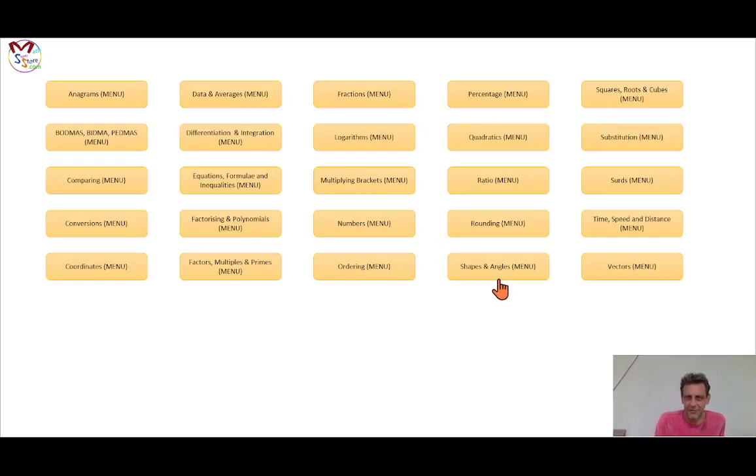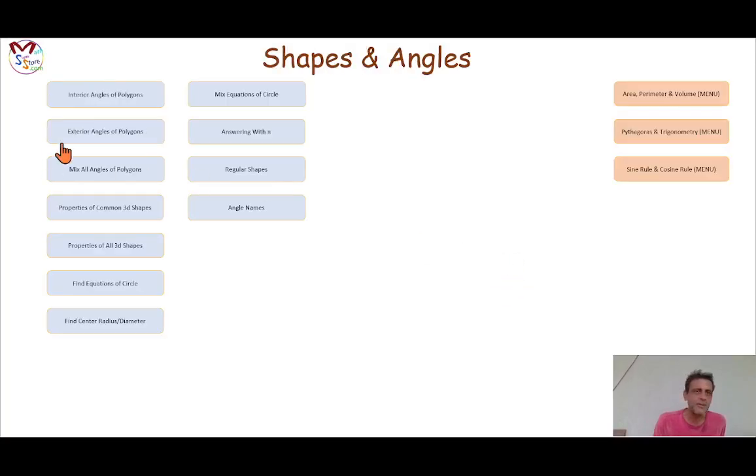And then we'll go back to that rounding, shapes and angles menu. And we've got interior angles of polygons, exterior angles of polygons, mix them. Properties of common 3D shapes, properties of all 3D shapes, which I guess would be into icosahedrons and things. I can't really remember what I did there. Find equations of a circle, find the centre from the radius and diameter, mix equations of a circle, answering with pi, we mentioned that before in another section, regular shapes and angle names.